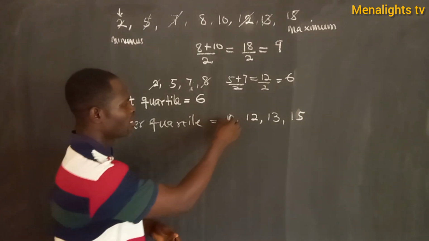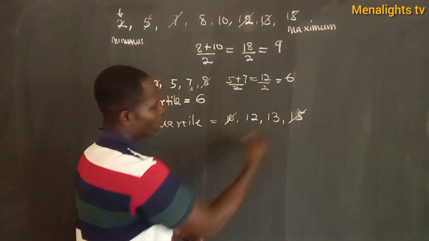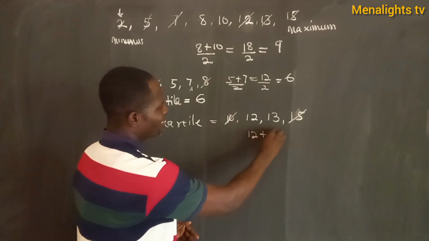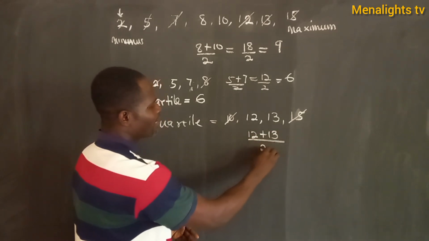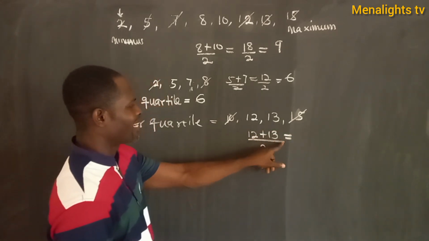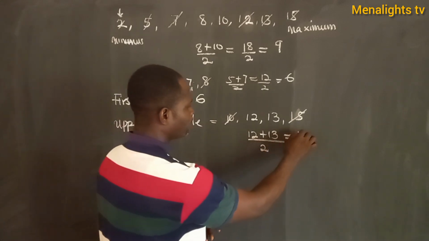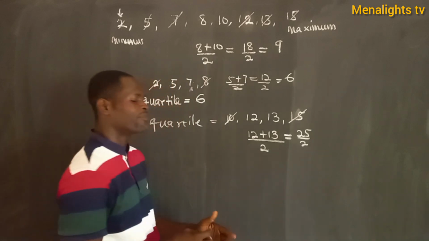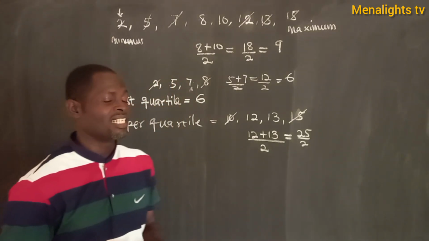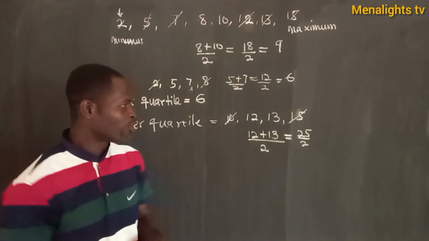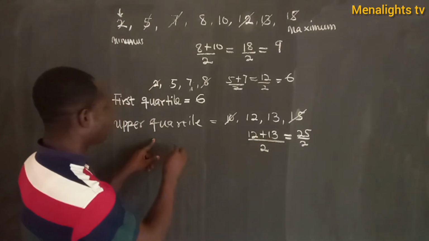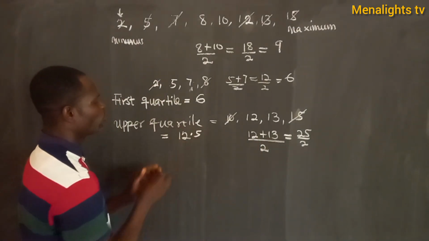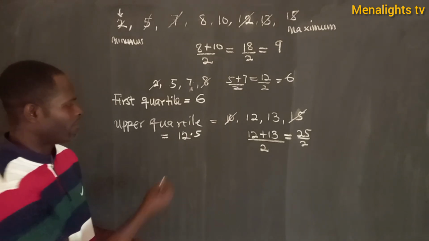So what we have to do is cancel one from here, cancel one from here too. So you have two numbers in the middle. That is 12 plus 13, divided by 2. 12 plus 13 will give us 25, divided by 2. When you divide 25 by 2, you get 12 and a half. So it means that our upper quartile here is 12.5, or 12 and a half.